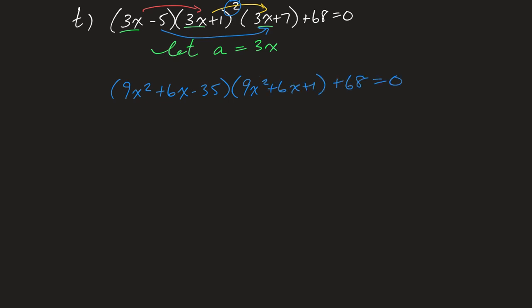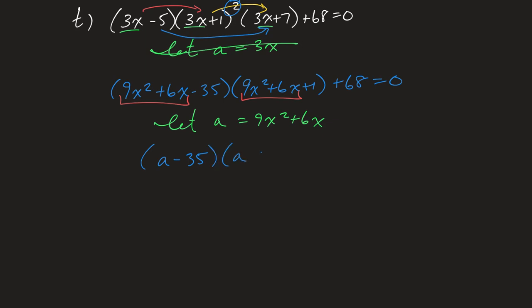I now get both brackets, and within those brackets, I have the same first two terms. So this becomes a great problem for us to try to then say, well, why don't I let a equal 9x squared plus 6x? And now that can become an a minus 35 times an a plus 1. And now you take a look at that blue. Well, now if you expand that, you get a quadratic, and you do have the means to solve every quadratic.